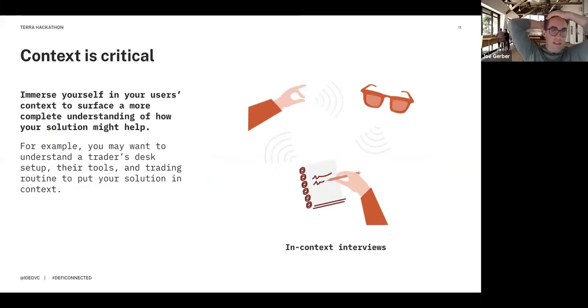So context. The most important thing here is to immerse yourself in the context. If you're designing for a trader, what does the trader's workstation look like?